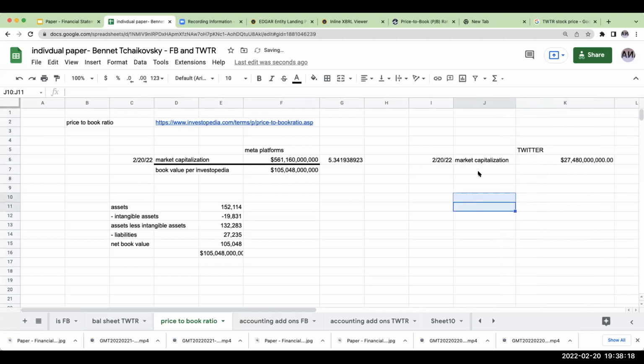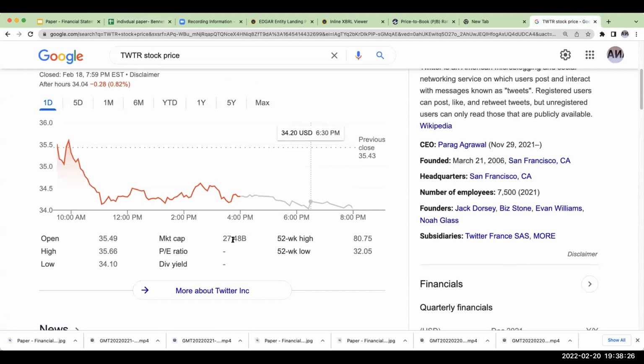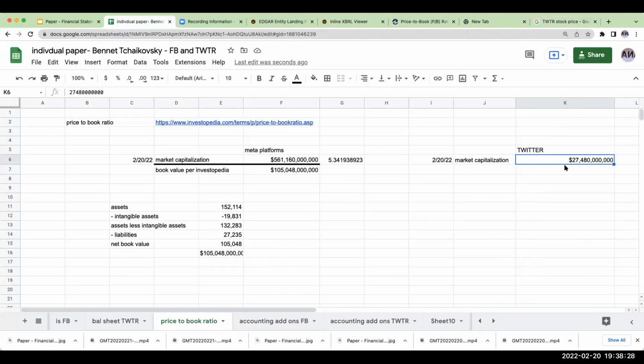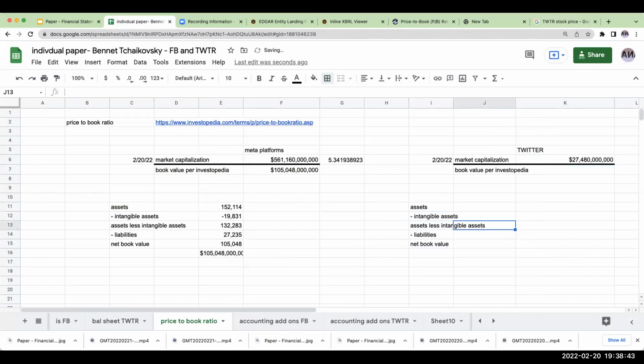Now, as of December, and where did I get this number from? I'm using real dollars. This is 27,480,000,000. Okay, so this is my market capitalization. Right over here, my book value per Investopedia. So again, I'm going to use the same calculation that I went over here and did for Meta Platforms.